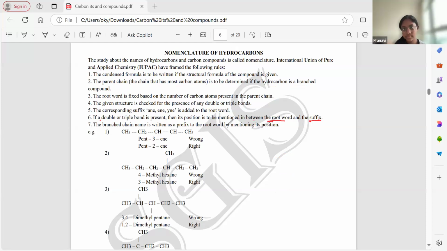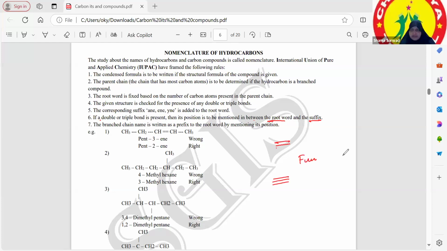The double and triple bonds are also called functional groups, and these are called primary functional groups. Keep it in your mind.